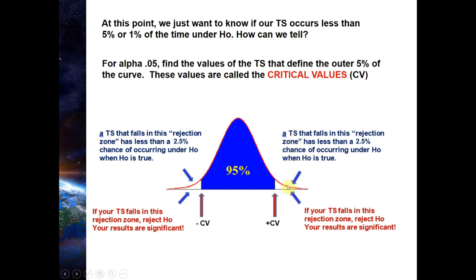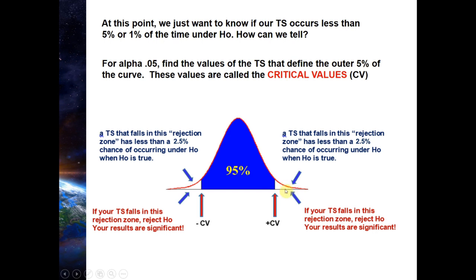You won't know exactly what it is, but you know it's less than 5% because this whole area here plus this whole area here is 5% of the curve. So this has got to be less than 5%. Now you might say, well, Lynn, why can't we just say less than 2.5%? Because this is only 2.5% here.